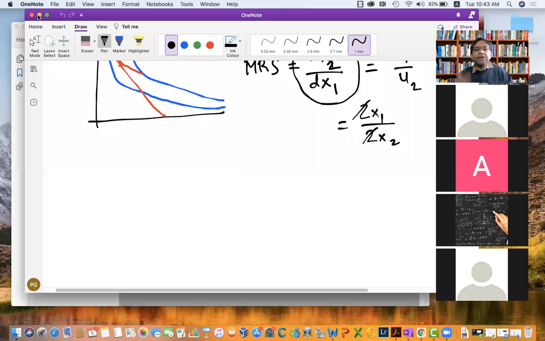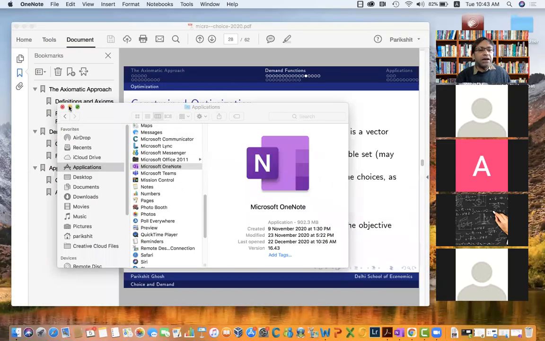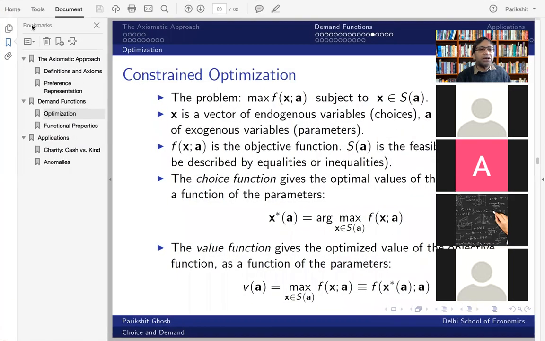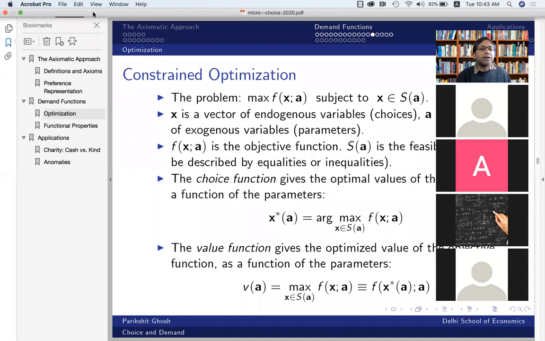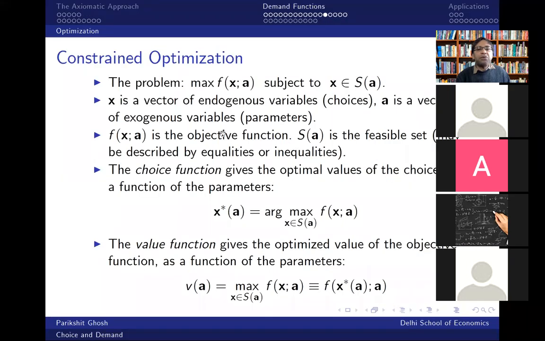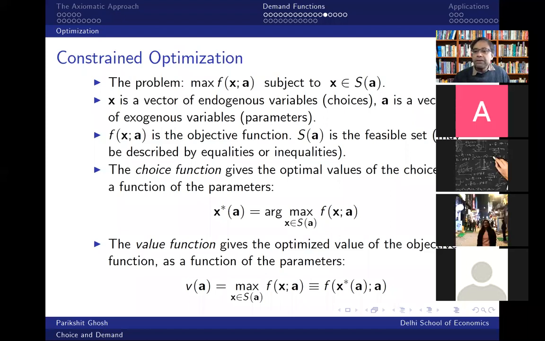Okay, so let's think of the consumer's problem, and try to make these concepts concrete with the help of that. In the consumer's problem, what's the objective function? Utility. It's the utility function, right? What's the feasible set? It's the budget set, the budget line and everything under it.